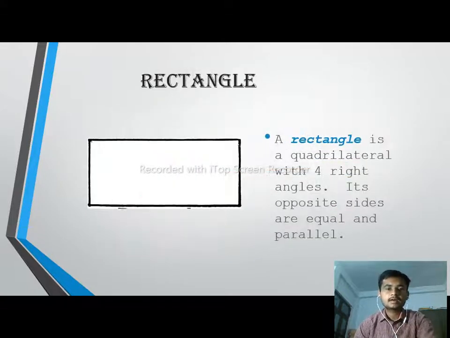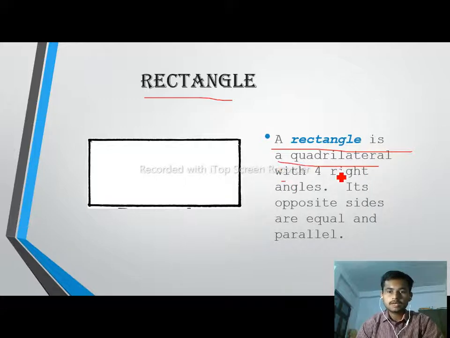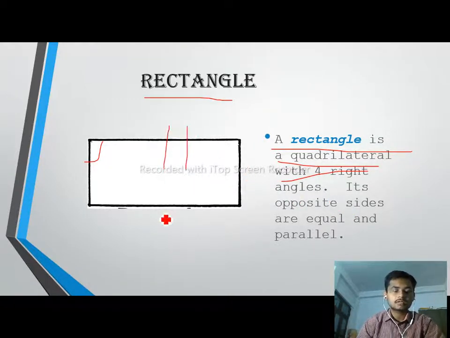Now let's see the rectangle. A rectangle is a quadrilateral with 4 right angles, but its opposite sides are equal and parallel. Not all its sides are equal, only its opposite sides are equal. It has 4 right angles, but all its sides are not equal. That is why it is different from a square.